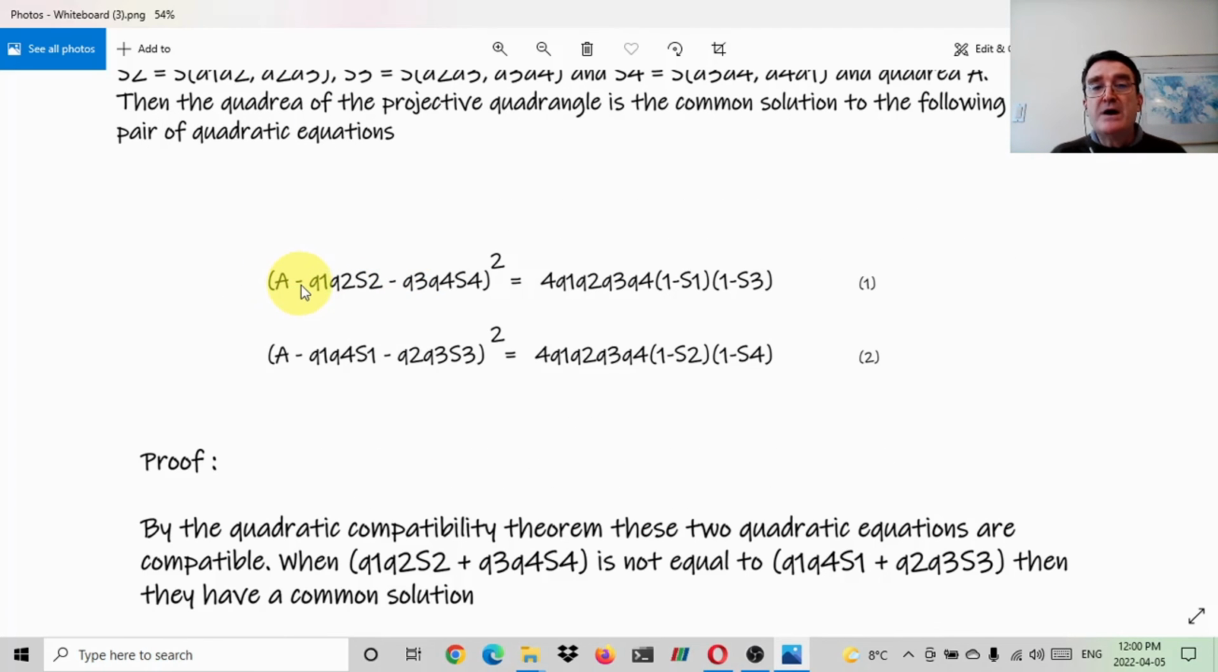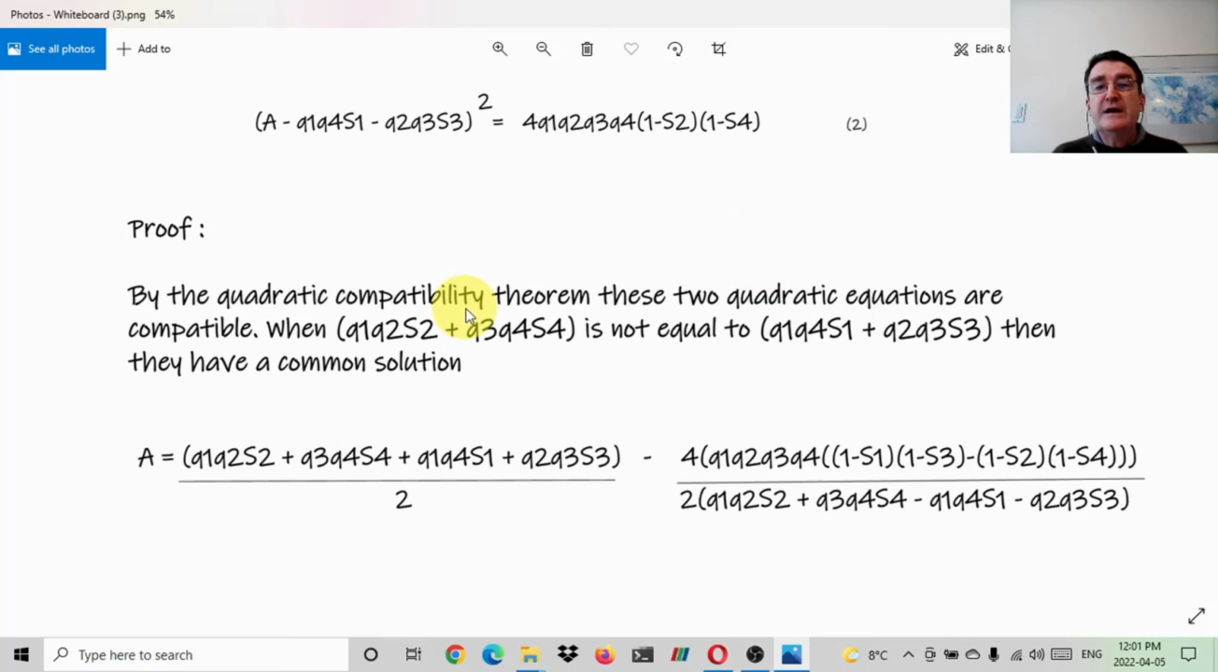The first quadratic equation in A is (A − Q1 Q2 S2 − Q3 Q4 S4)² = 4 Q1 Q2 Q3 Q4 (1 − S1)(1 − S3). And the second quadratic equation in A is (A − Q1 Q4 S1 − Q2 Q3 S3)² = 4 Q1 Q2 Q3 Q4 (1 − S2)(1 − S4). That's the second equation.